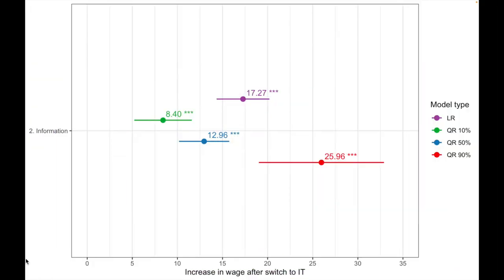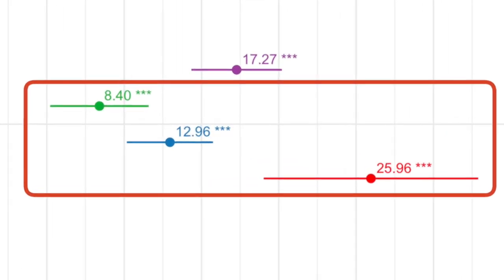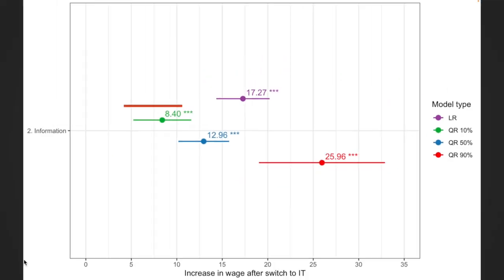But what doesn't make any sense is that an ordinary linear regression overpromises increase in salary for low earners and underpromises increase in salary for high earners. Thus, quantile regression reveals a more complete picture of reality and allows you to make a more informed decision.